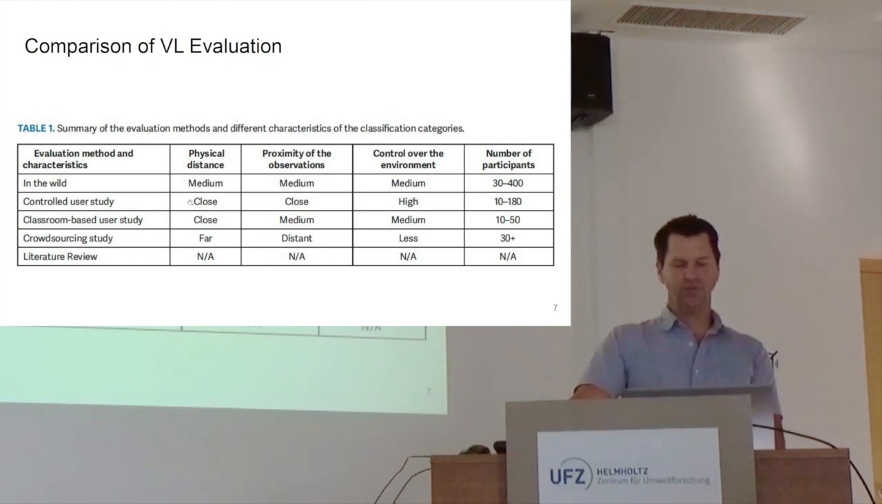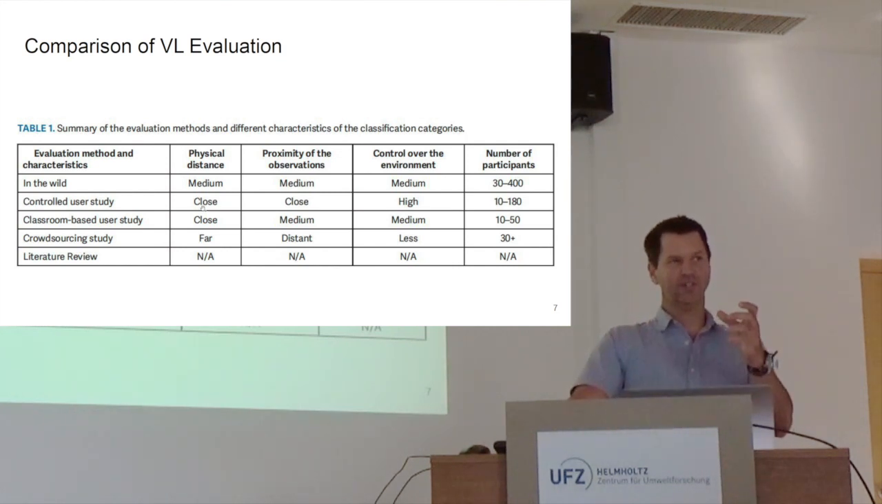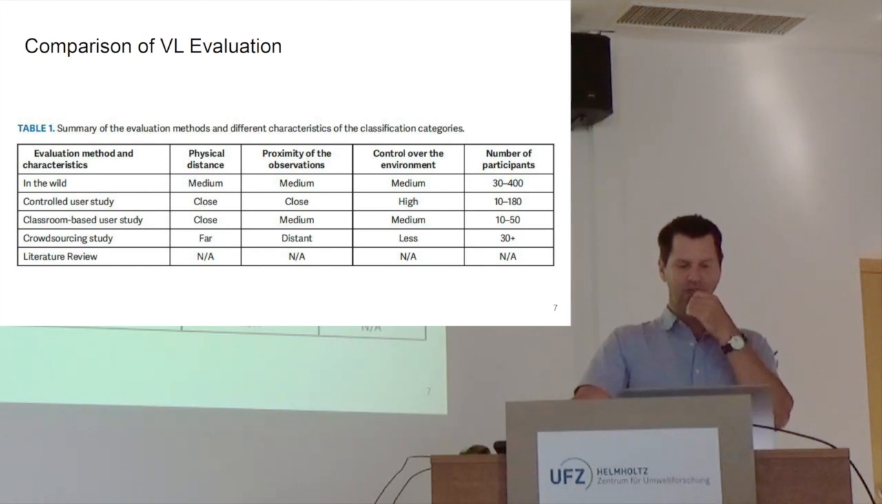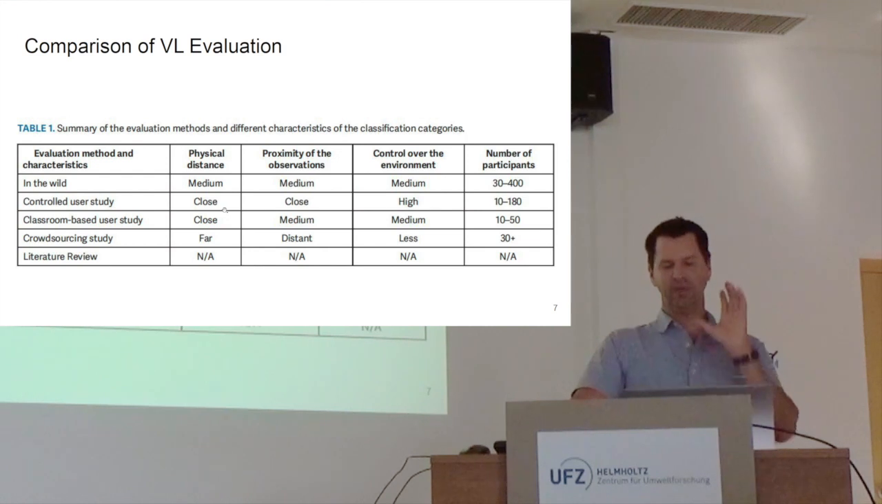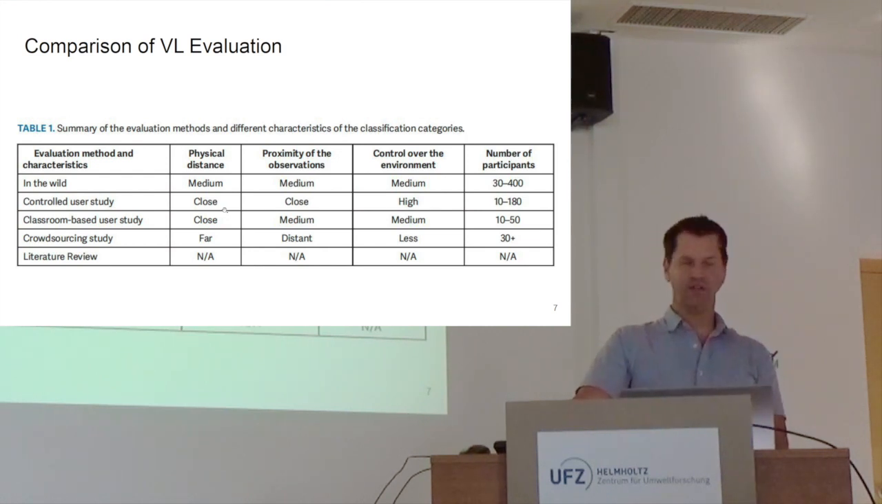In a controlled user study, we're a very close distance to each participant. We might even be filming the user study while they're participating. In the classroom-based experiment, we're also very close to the participants physically. In the crowdsourced study, they could be any arbitrary distance, anywhere on Earth. That's true of the observations as well.